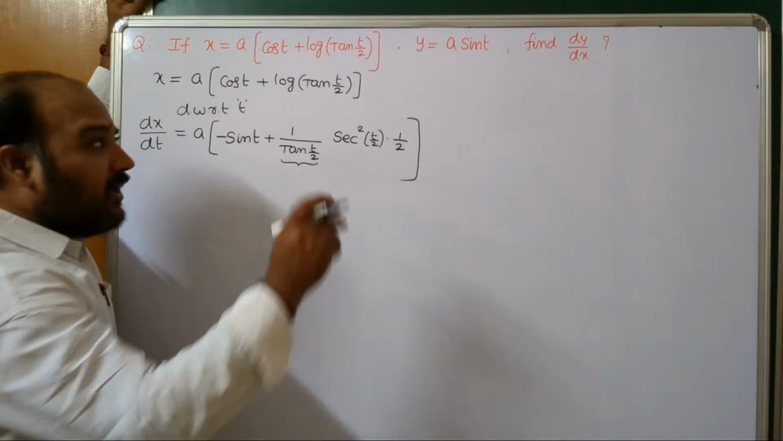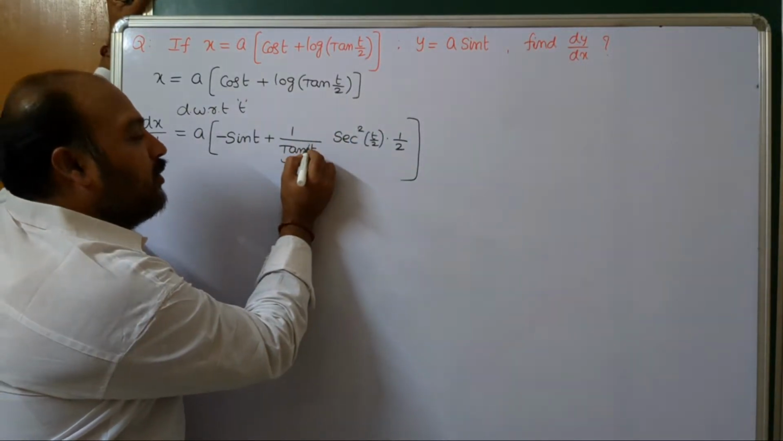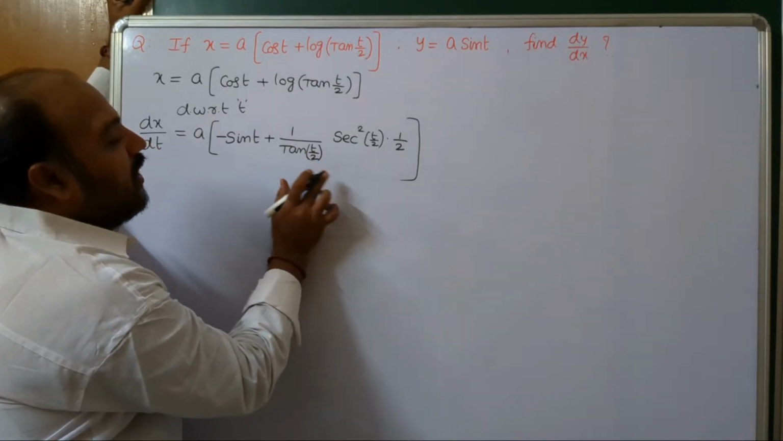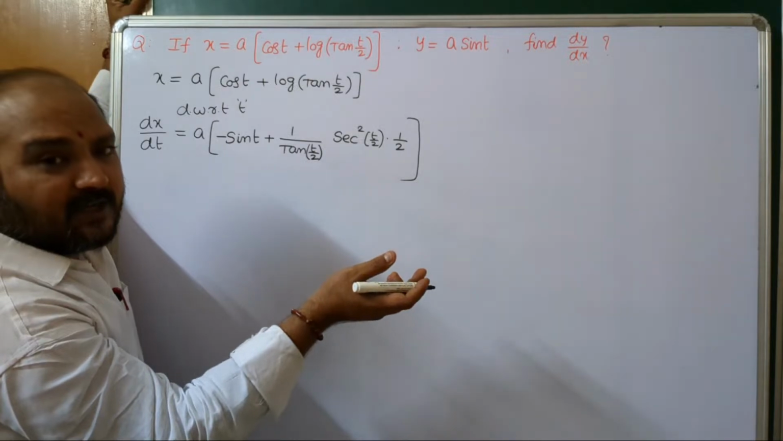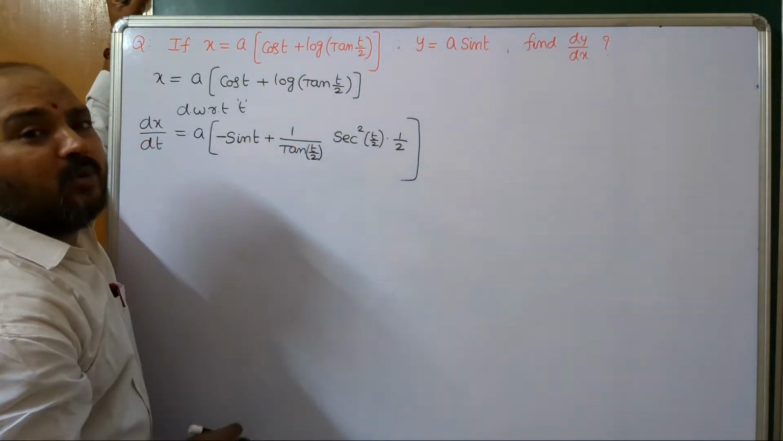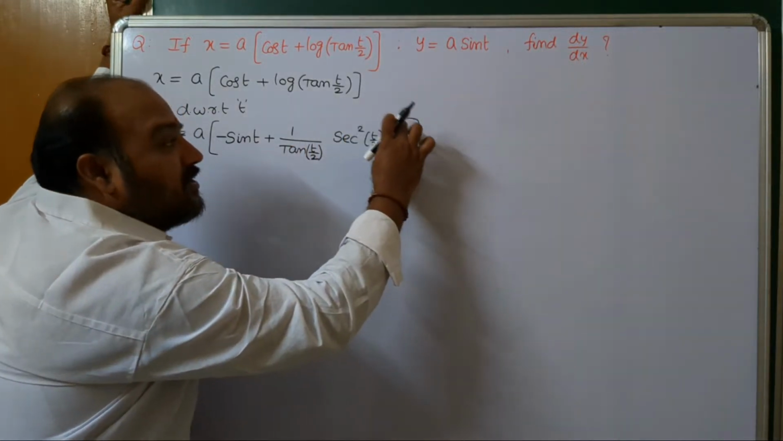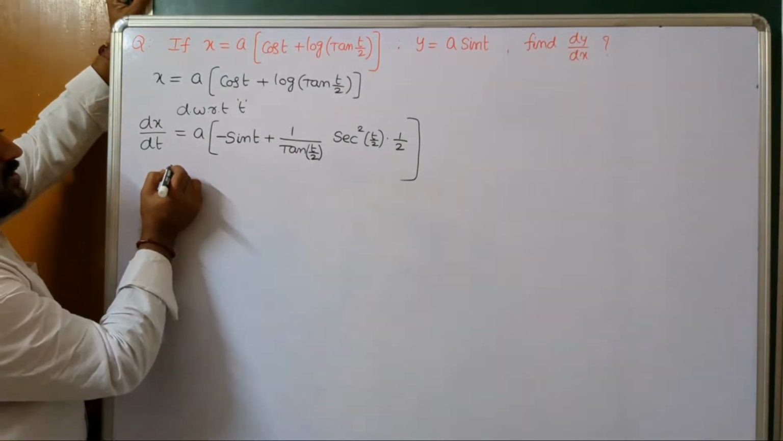Once again I repeat. d by dt of log tan t by 2 is 1 by tan t by 2. Again tan t by 2 we have to differentiate. d by dx of tan x is secant square x. So d by dt of tan t by 2 is secant square t by 2. Again t by 2 has to be differentiated, giving 1 by 2. Okay. Now simplification.